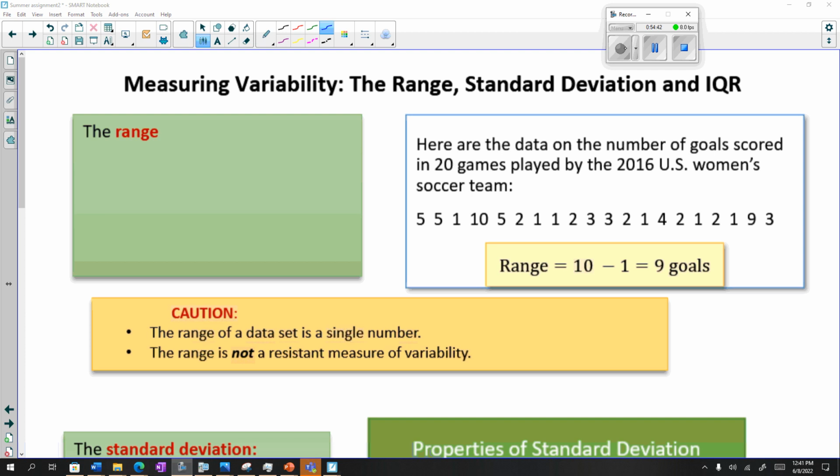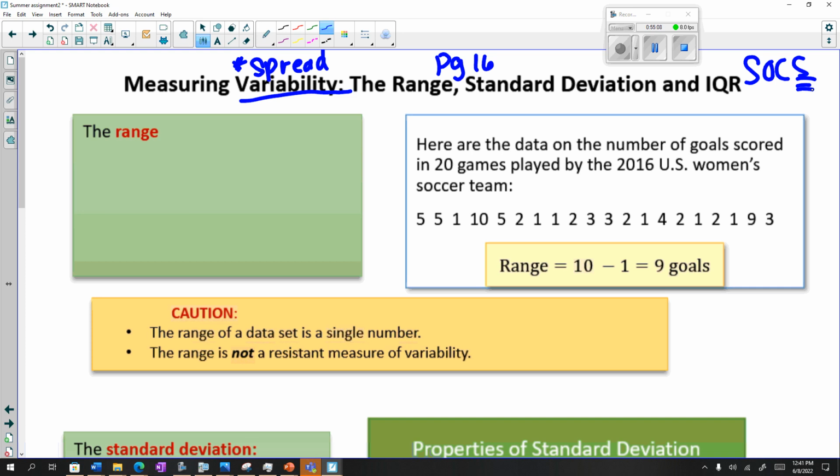Now we're going to go to the top of page 16. And page 16 is going to measure spread. Another word for spread is variation or variability. So that's a synonym. Remember when we're doing our SOCS, S-O-C-S, the last S stands for spread. So there's a few different ways that we can measure spread: the range, the standard deviation, and the IQR.